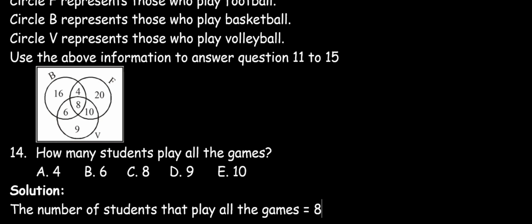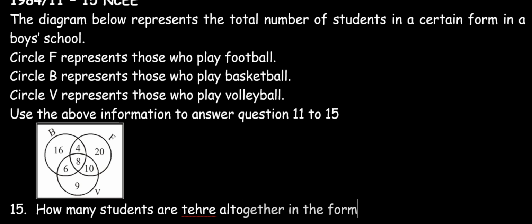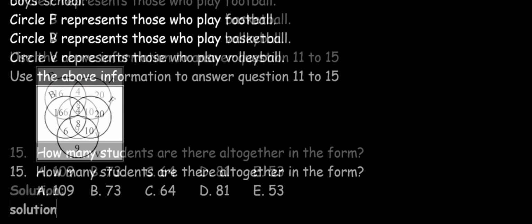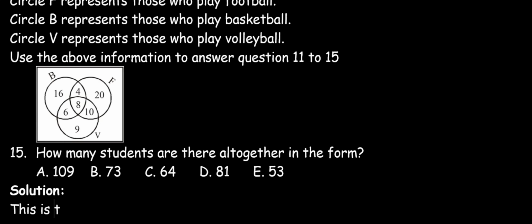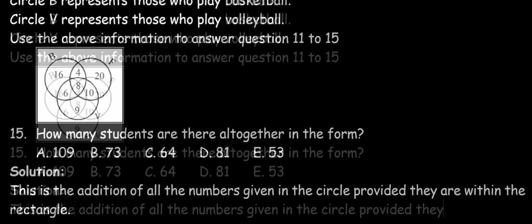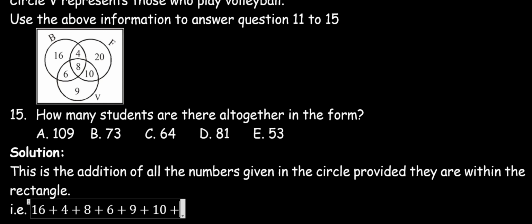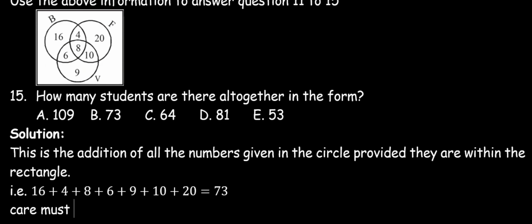The next question, 15. How many students are there altogether in the form? The options are given. Solution. This is the addition of all the numbers given in the cycles, provided they are within the rectangle. That is 16 plus 4 plus 8 plus 6 plus 9 plus 10 plus 20, which is equal to 73. Note, care must be taken not to repeat any number.